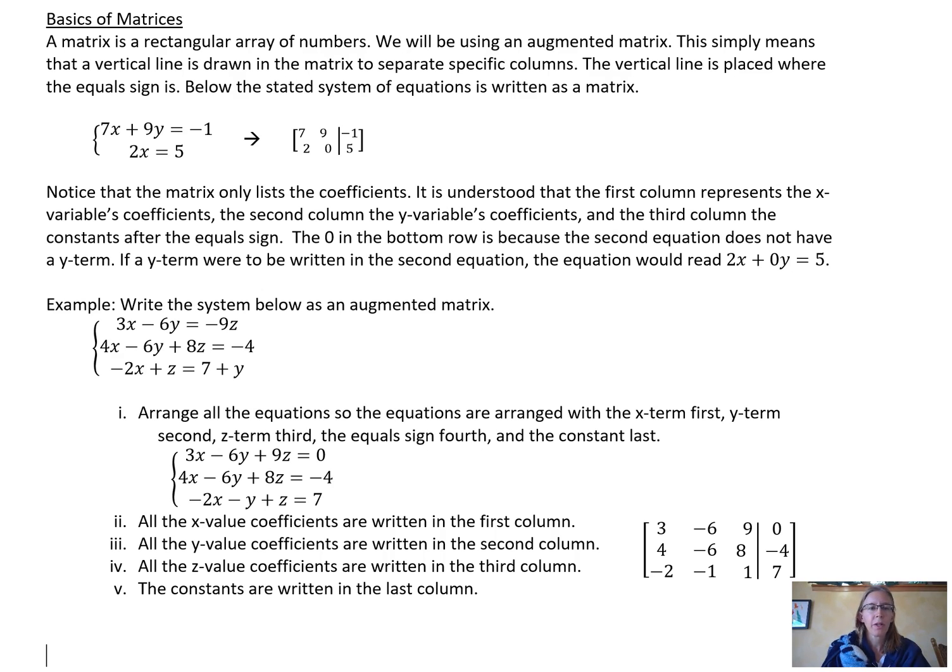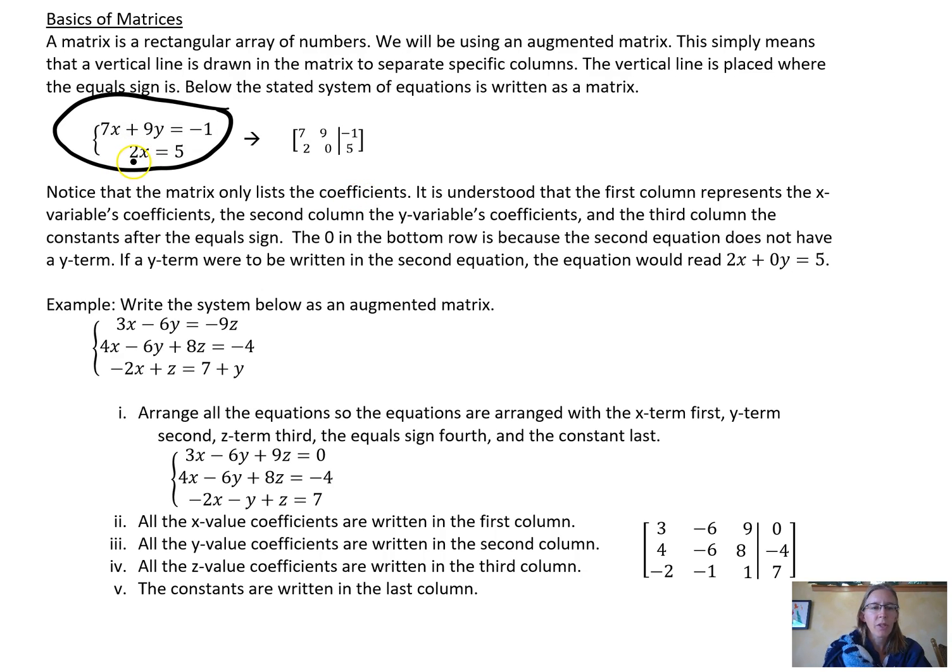So for example, if I have a system of equations that reads 7x plus 9y equals -1 and 2x equals 5, I take that very first equation and then I write it in the first row of the matrix where I'm using just the coefficients. So I write 7, 9, and -1. I have that vertical augmented line where the equal sign would go.